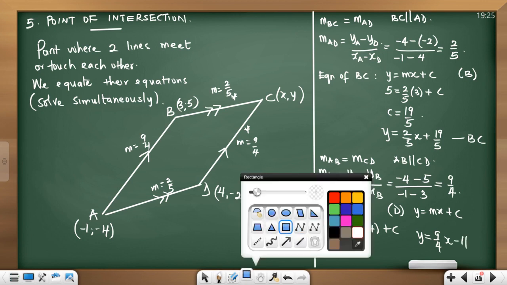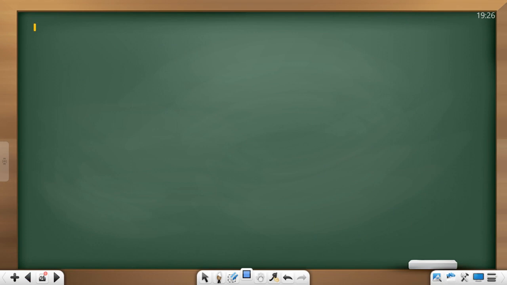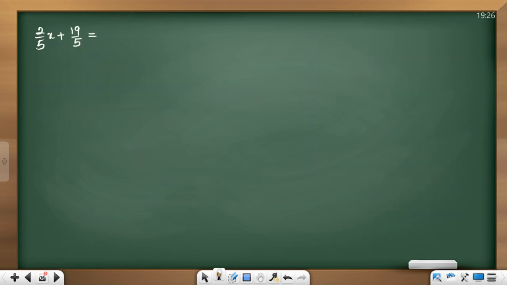Now, here is the deal. You can see this is quite long. I now have the equation of the two lines that actually intersect. I now need to solve both of them simultaneously. Let's solve quickly. So 2 over 5x plus 19 over 5 should be equal to 9 over 4x minus 11. I'm only equating because they are both equal to y. Okay, so 2 over 5x minus 9 over 4x would be equal to negative 11 minus 19 over 5.